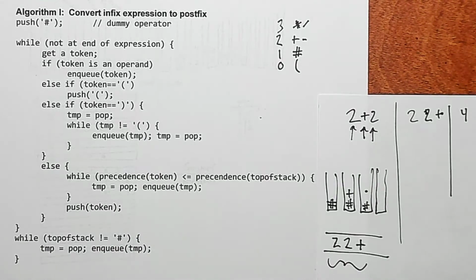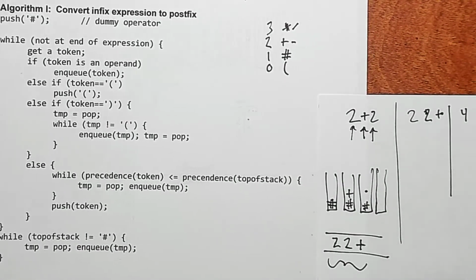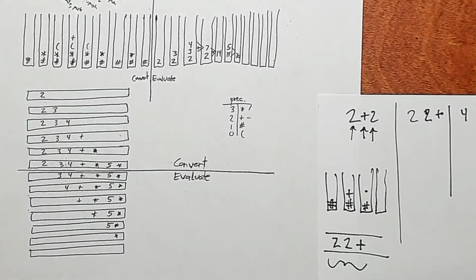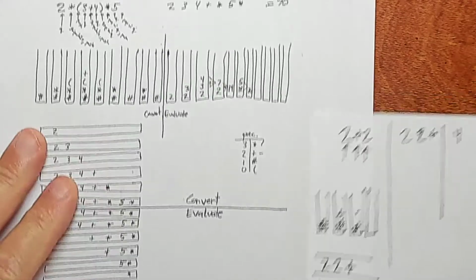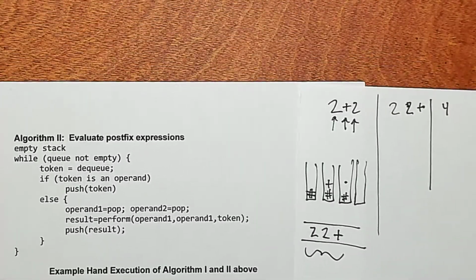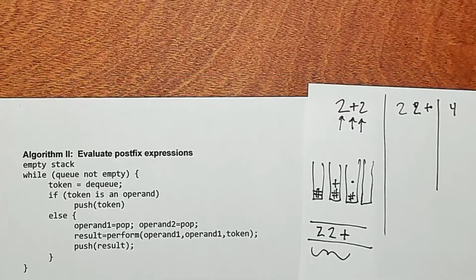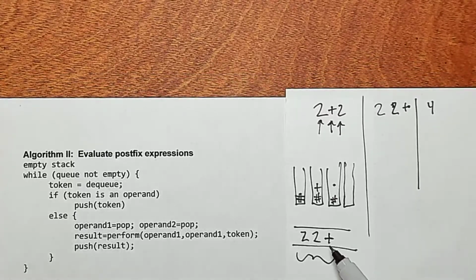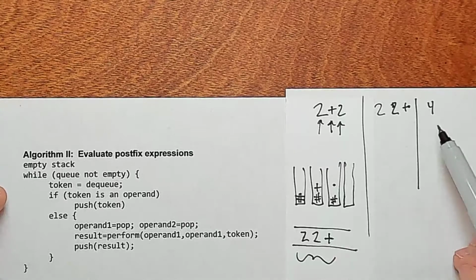I'll do a more complicated one in a bit, but let's evaluate this one. So now we've got the expression in the queue, the postfix expression, and we want to evaluate it to get a 4.